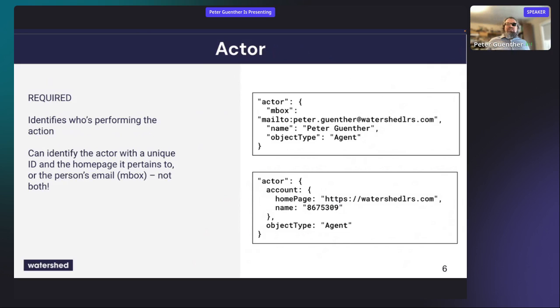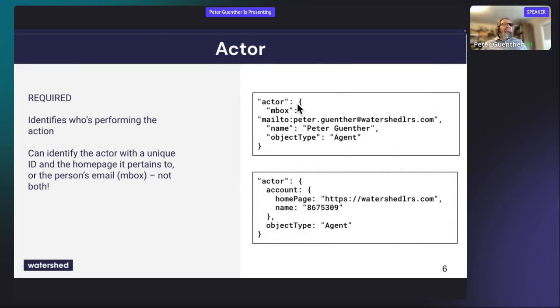The first one that is required is the actor. Who is doing this thing? Who is having the experience? There are 2 main ways to identify the actor. There are a couple others, but 2 main ones. The most common you'll see is the top one here on the right, that the actor is identified with an email address, or an mbox for short. And that's what we'll be sending today.